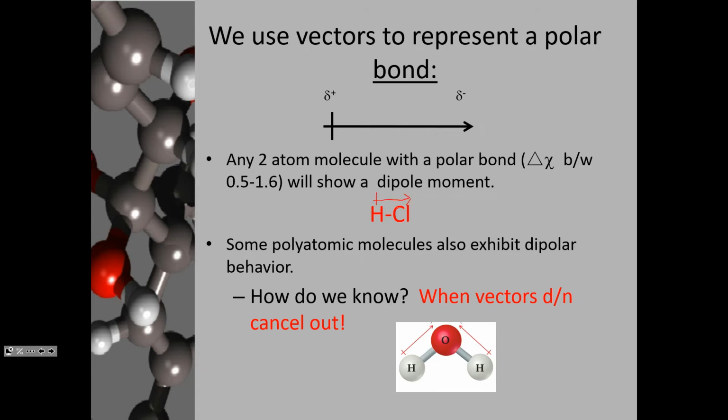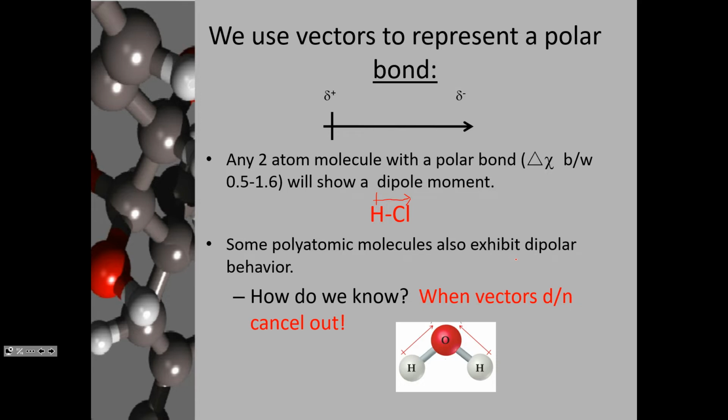So you would draw the vector. There's your HCl again. If there's just a two-atom molecule, that is your vector. There is no vector to cancel with it. So it will, in fact, have a preferential orientation in an electric field, and therefore it has a dipole moment.